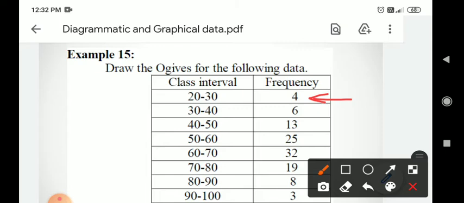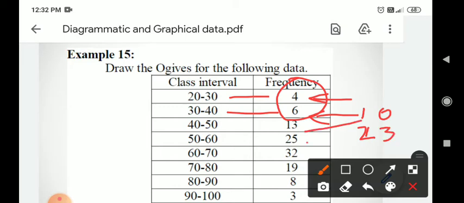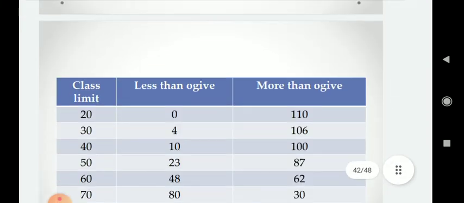How many numbers are there which are less than 40? It is 6 plus 4. 6 are between 30 and 40, 4 are between 20 and 30, so 6 plus 4 is 10. So your less than 40 is 10, less than 50 is 23. You add this 13 again, then 23 plus 25, 48, 48 plus 32, and so on. So this is how we do less than values.